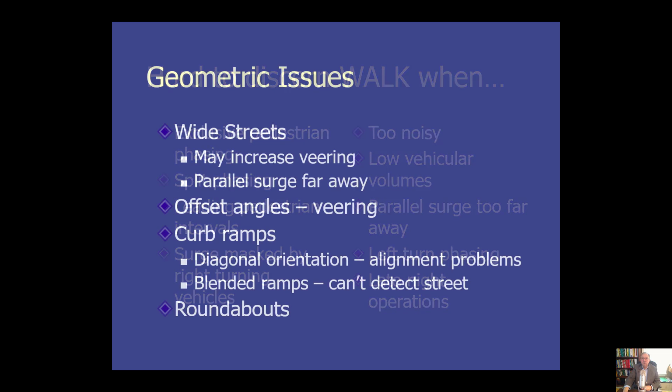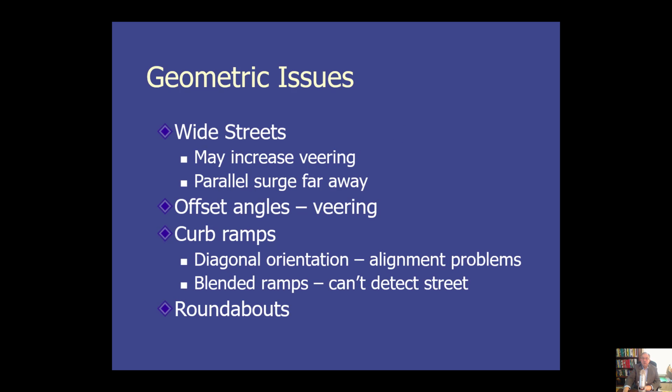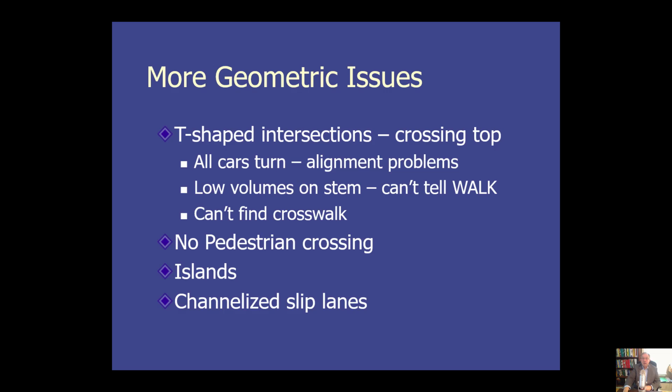There are also geometric issues. Very wide streets, when that happens, veering is much more likely. The parallel surge across that very wide street may be too far away. Sometimes there are offset angles that make veering a problem. The curb ramps can make problems. Sometimes if they're set in a diagonal or 45-degree alignment, it makes it difficult. Sometimes it's hard to even detect that they're there. And then roundabouts, a special situation that we will talk about at another time. Very, very difficult. There are other geometric issues as well.